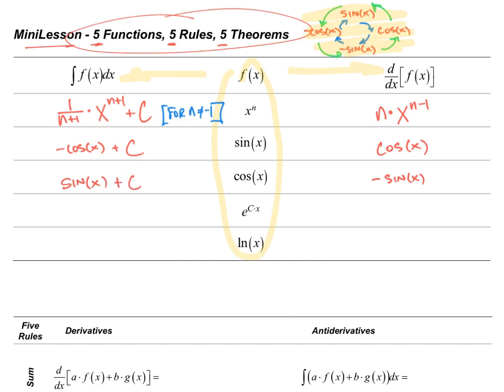Okay, now let's look at e raised to the cx power, where c is a constant. If you recall, the derivative with respect to x of e to the u is e to the u times u prime. Well, the version of that where u is just c times x, that'll just be c times e to the cx power. The antiderivative of e to the cx is 1 over c times e to the cx power plus a constant of integration.